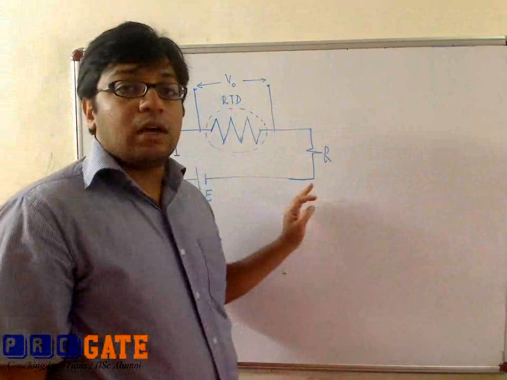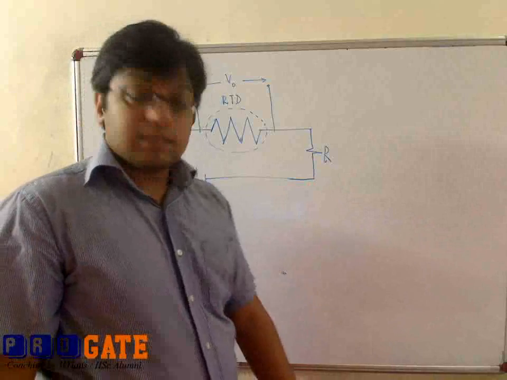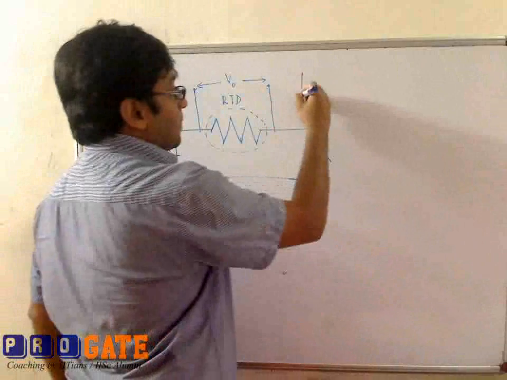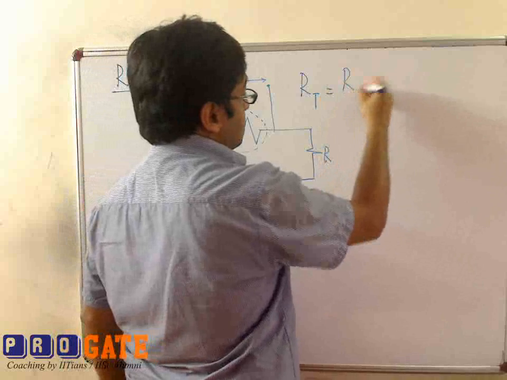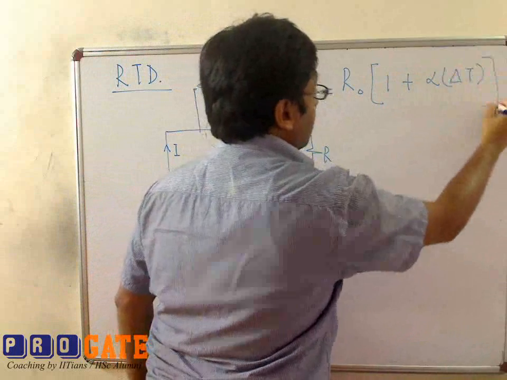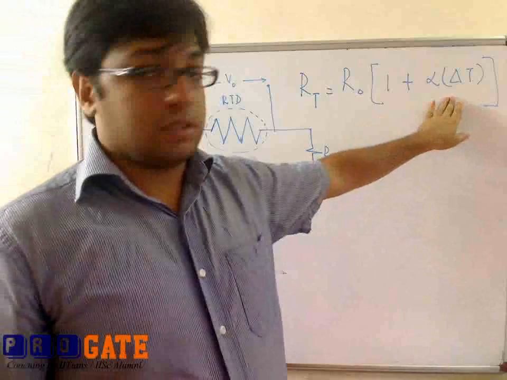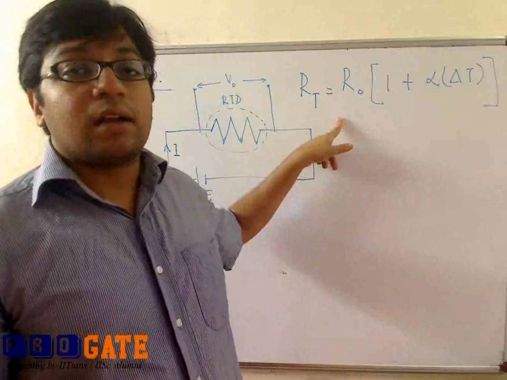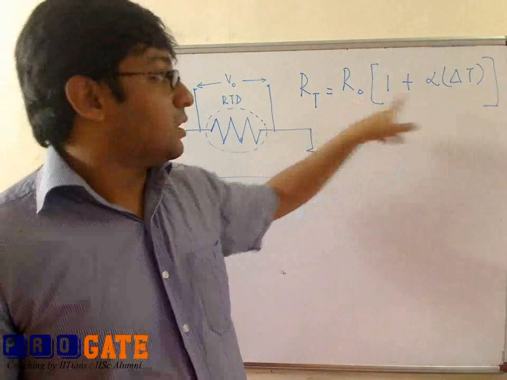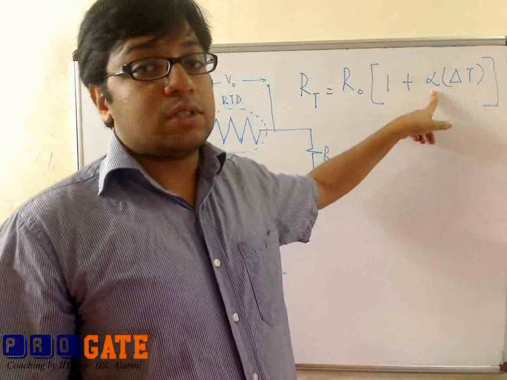Now we need to know a way of calculating the resistance at a different temperature. How is the resistance dependent on temperature? This dependence of resistance on temperature is given by a relation that gives you the variation of resistance with temperature, where RT is the resistance at a temperature of T, R0 is the resistance at a temperature of 0 degrees Celsius, delta T is a change in temperature from 0 degrees Celsius, and alpha is a constant known as the temperature coefficient of resistance.